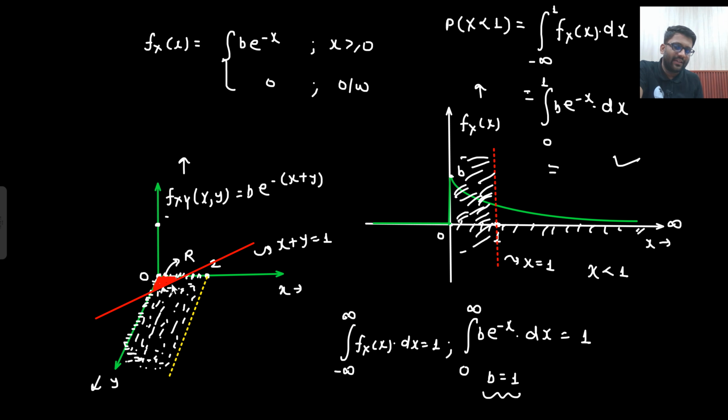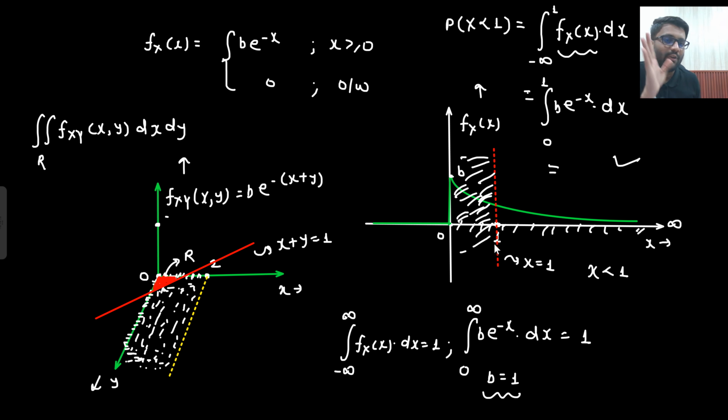Now in this particular region R, what will I do? I will take my joint PDF and I will just integrate it. This is what we are doing here as well. You are taking your PDF and integrating in the region which is the matter of concern. What is the matter of concern? From minus infinity to 1. But you get to know that x is greater than 0, so the matter of concern will be from 0 to 1. So what you are doing?